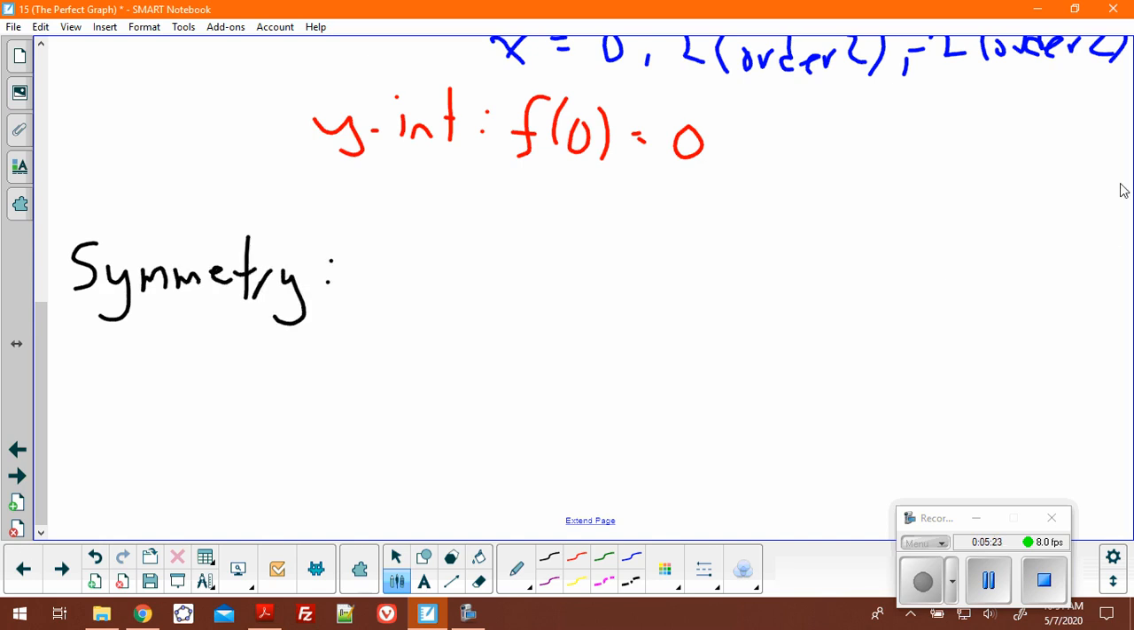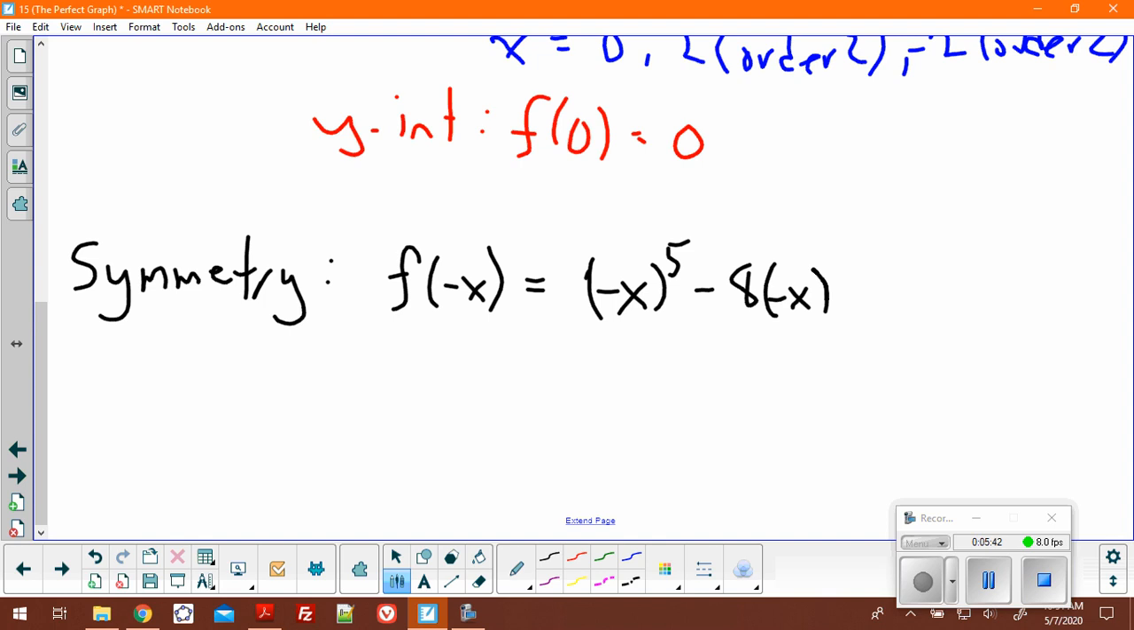Okay, does this function have symmetry? So again, digging into our toolbox of advanced functions, the symmetry test is I plug in f of negative x and I see what happens. So I would have negative x to the power 5 minus 8 times negative x to the power of 3 plus 16 times negative x.